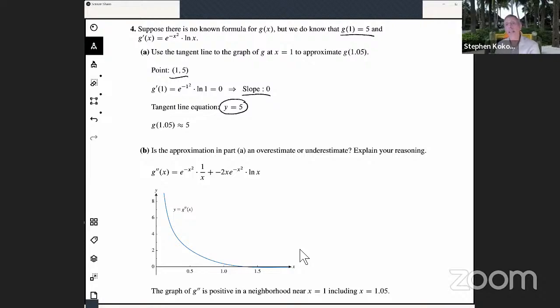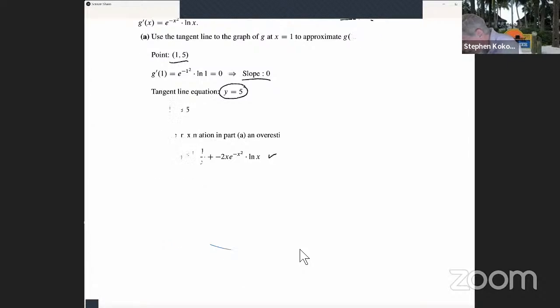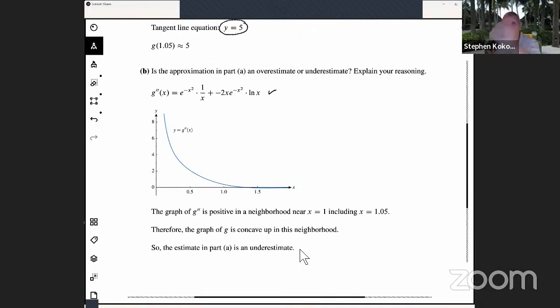Well, is this an overestimate or an underestimate? In order to answer that one, I'm going to have to take a look at g double prime. The way that I did this is I first attacked this analytically. I found the derivative of g prime analytically by using the product rule. And then I graphed g double prime. And I said, well, you know what? I can see that g double prime is positive in a neighborhood near 1 that includes 1.05. So that means the graph of g is concave up in that neighborhood, and that means I have an underestimate.